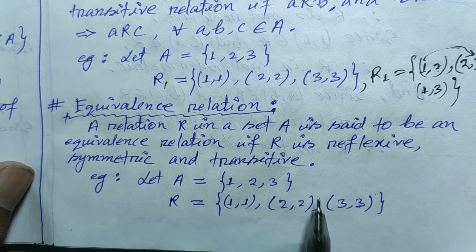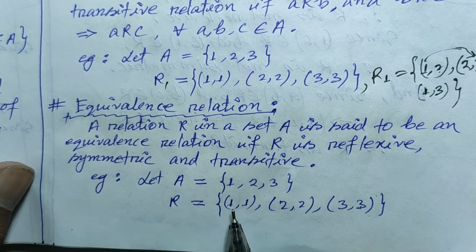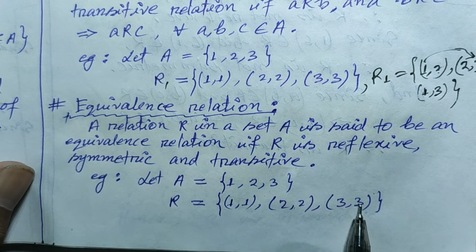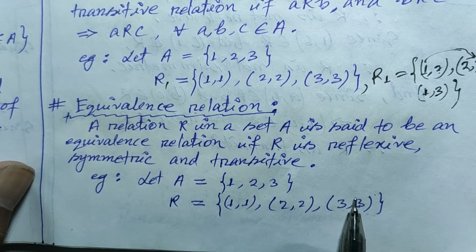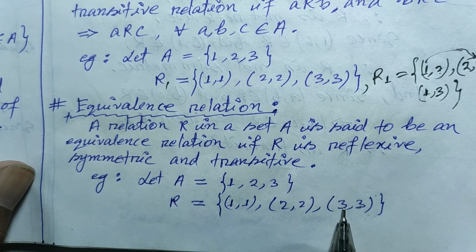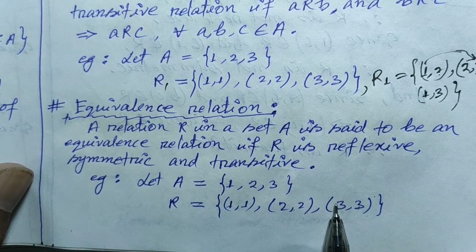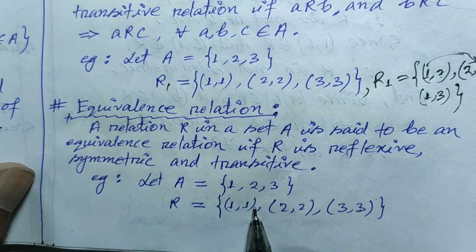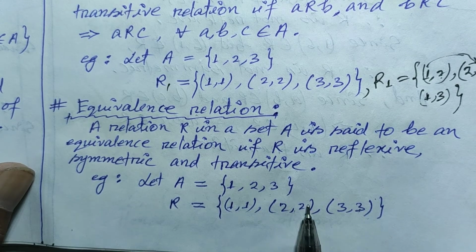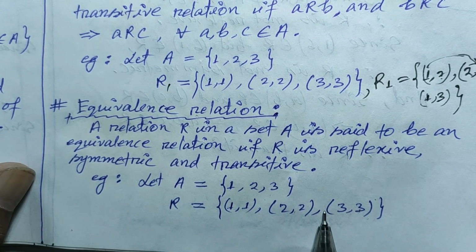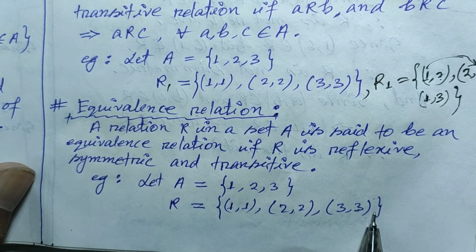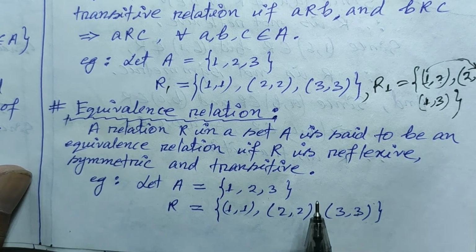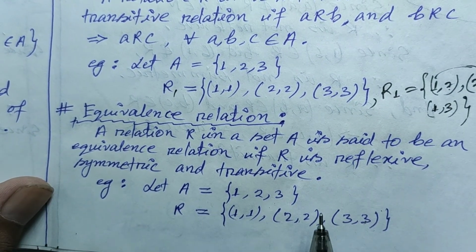Therefore, this is reflexive. Then it is also symmetric. That means (1, 1) is there, (1, 1) is there; (2, 2) is there, (2, 2) is also there; (3, 3) is also there. That means A is related to B, B is also related to A. Therefore, this relation is also a symmetric relation. Then the last one: if A is related to B, but B is not related to C, and if there is B related to C, then A should be related to C compulsorily. Here the theory of exercise 1.1 is completed.